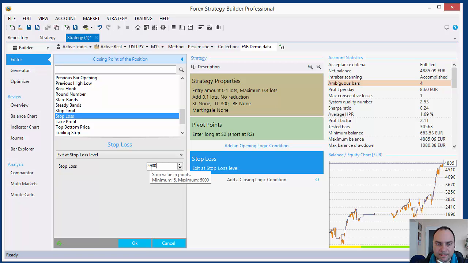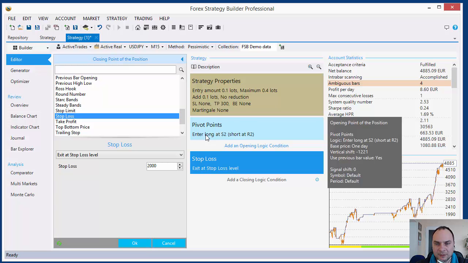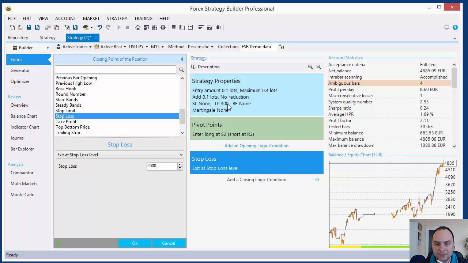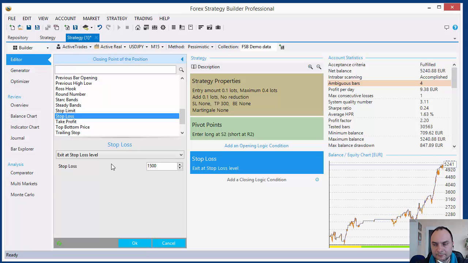So I have opening at pivot point and take profit, stop loss. The stop loss is 200 pips below. If I try with lower, I see even now it is better. But I have 4 ambiguous bars. It's not a problem because I'm using the pessimistic method.